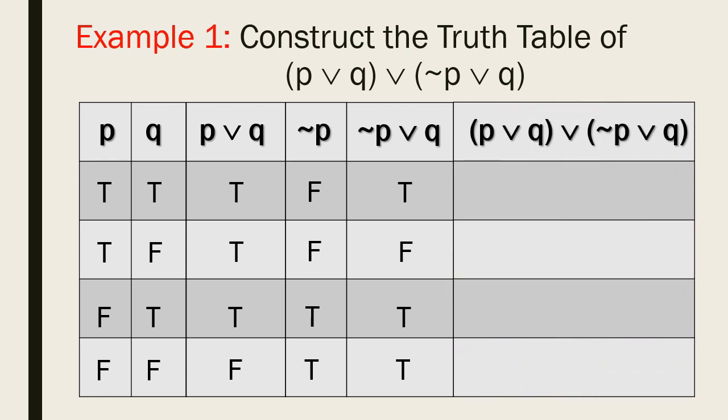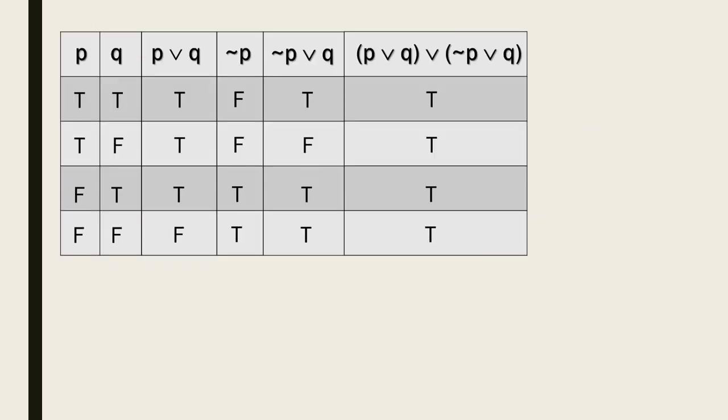Then for the entire compound proposition for the given, look at the third and fifth columns. So or, both true, so that's true. At least one is true, so that's true. The last F and T, at least one is true, so true. Okay, that's how you construct a truth table.